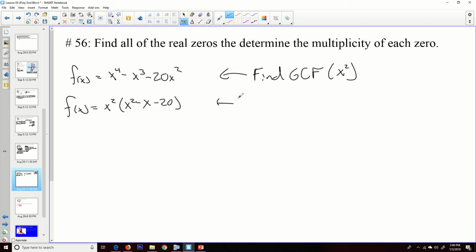And so we're going to factor this. Two factors of negative 20 that add up to negative 1, that's fairly easy. You've got negative 5 and positive 4. So we'll get x squared times x minus 5 times x plus 4. We're just keeping this short, so when I multiply these together, I will get that original one back out. So my zeros, and then we're going to make a little table for the multiplicity.